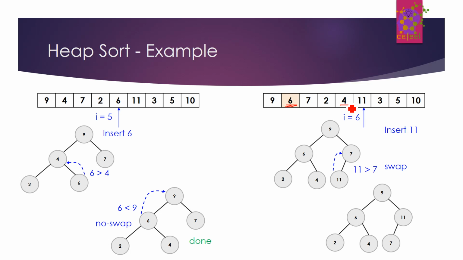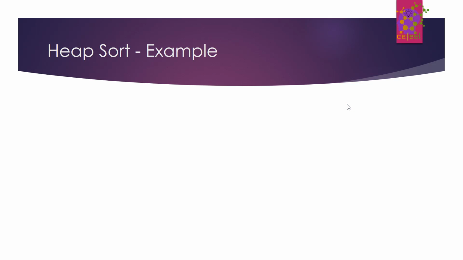But we are not done yet, because 11 needs to be compared with its parent again. And notice 11 is greater than 9, which means we'll have to do another swap, and 11, the largest element, will now become the root of the tree. So we'll do a swap, and 11 has become the root of the tree, and 9 has become its right child. So this is what the reheaping or the bubble up process is.